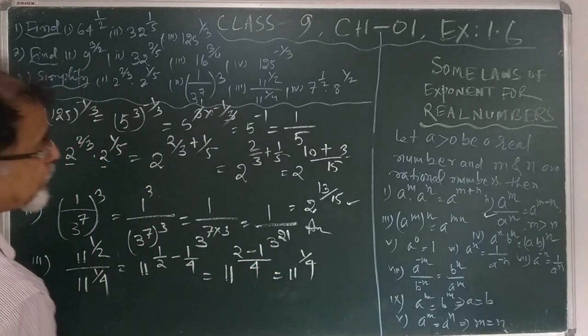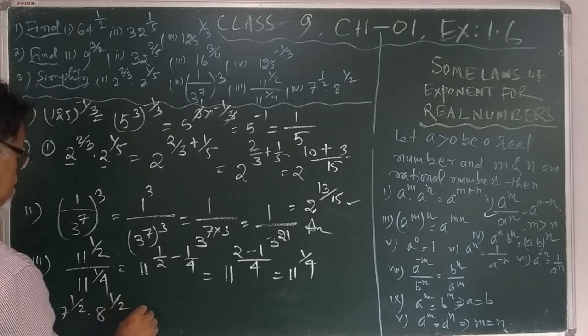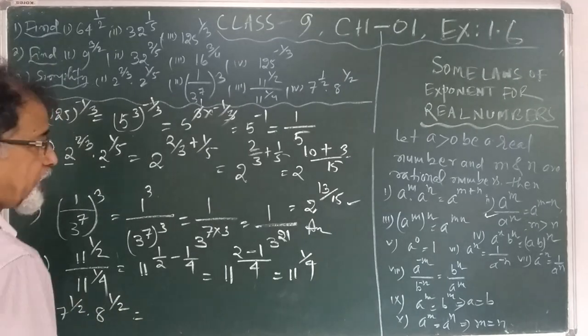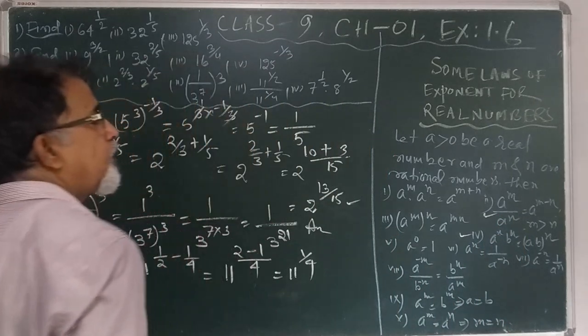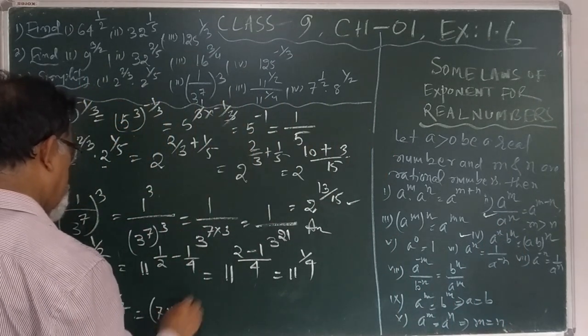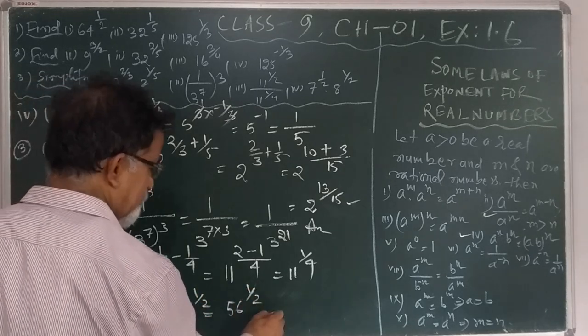And last question, 7 to the power 1 by 2 into 8 to the power 1 by 2. Bases are different but their powers are the same, and that's why we will use rule number 4, that is 7 into 8 whole to the power 1 by 2, which is 56 whole to the power 1 by 2.